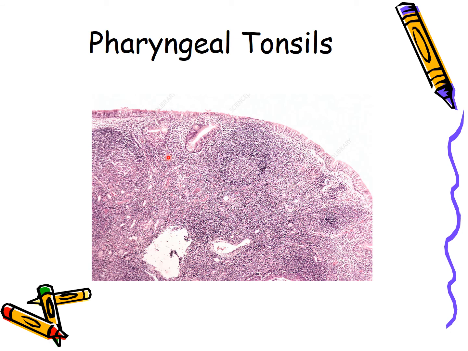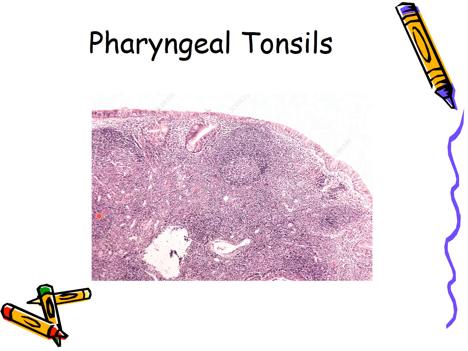So palatine tonsils are differentiated from pharyngeal tonsils because of their epithelium. In palatine tonsils, the epithelium is stratified squamous non-keratinized. But as the pharyngeal tonsils line the nasopharynx, they have the respiratory epithelium, that is the pseudostratified ciliated columnar epithelium, covering these aggregates of lymphoid tissue or lymphatic nodules.